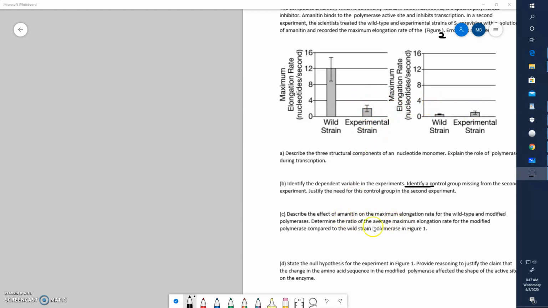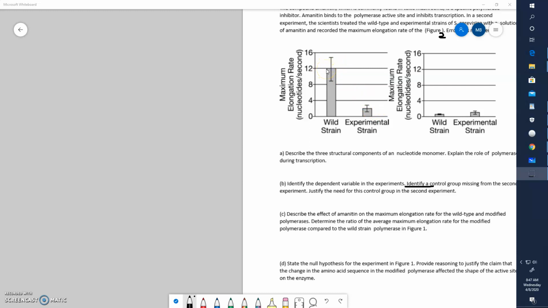The average ratio, so the ratio of the average maximum elongation rate for the modified polymerase compared to the wild strain. If you're going to look at figure 1, and you're looking at 12, it's the max here, and the experimental strain, if we go across, it's about halfway, which would be 2. So you're looking at a ratio of 6 to 1, 1 to 6, or 1 over 6.